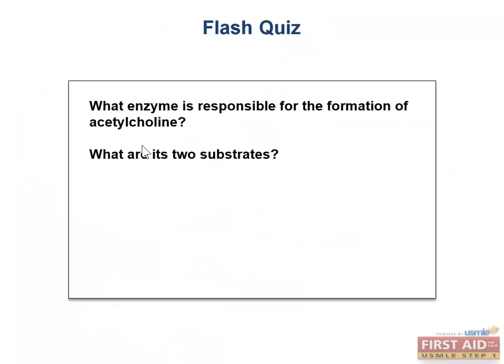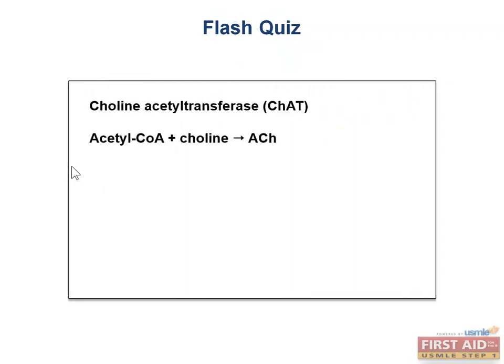So here's another question I have for you. What enzyme is responsible for the formation of acetylcholine? And then also, I have another question. What are its two substrates? So we just covered the formation and degradation of acetylcholine, so this should be an easy one. If you're struggling with this question, make sure you go back to the previous slide and review this pathway one more time. Now, the enzyme that we're talking about is choline acetyltransferase, which is also known as the ChAT enzyme. It's going to take that acetyl-CoA and a choline, and convert them into our neurotransmitter acetylcholine.